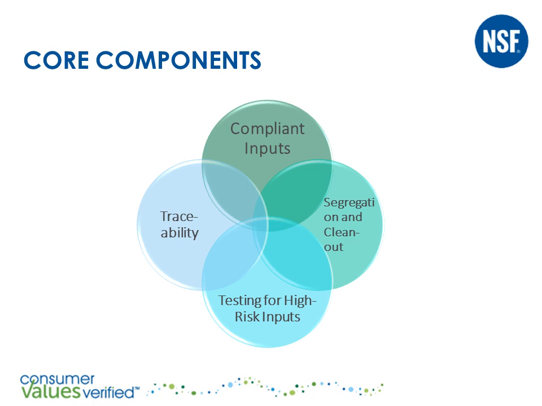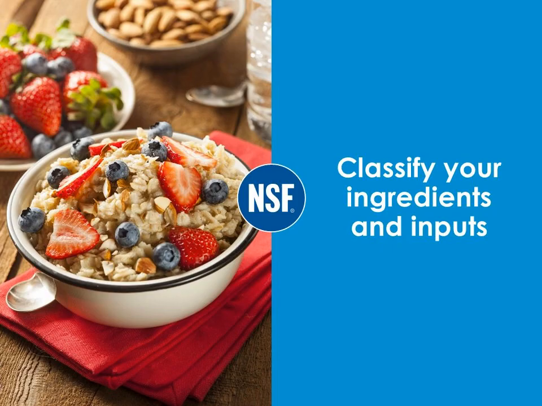Segregation requirements ensure that once tested, material is protected from contamination throughout the manufacturing process. And finally, traceability measures ensure that all high-risk inputs are tracked through to the final product. So we'll cover these in more detail later in the webinar. Great. Next, we're going to look at how the Non-GMO Project characterizes ingredients for compliant inputs.